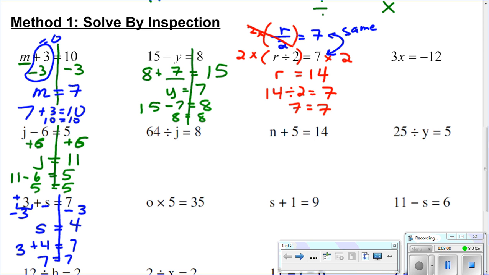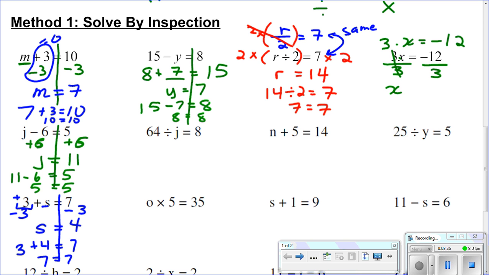The last example I'm going to show you is this one. We have 3x equals negative 12. So we have a coefficient and a variable side by side. I hope you remember that when you have 2 things side by side like that, they are multiplied together. So this is like saying 3 times x equals negative 12. To get the variable by itself, we need to do the opposite of timesing by 3, which is divide by 3. So we're going to divide both sides by 3.